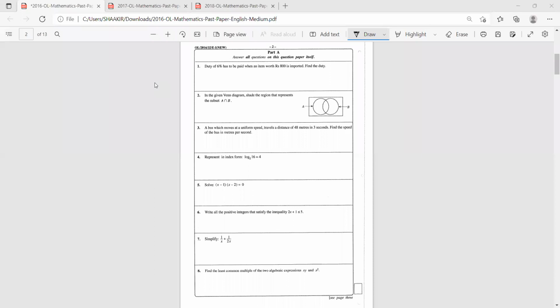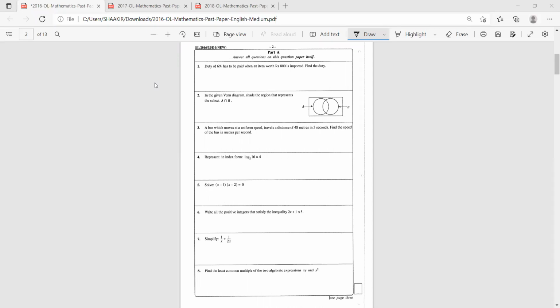In Paper One, Part A, it's from 2016. You'll have 25 questions, and for each question you will be getting 2 marks. So altogether, this Part A paper carries 50 marks. I'm going to start with this paper.